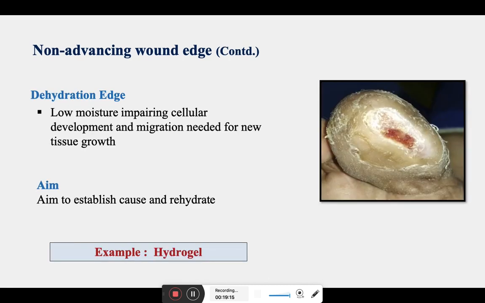Dehydrated edges mean low moisture impairing cellular development and migration needed for new tissue growth. We know the importance of the wound being kept moist. Whenever we go for any discussion as colleagues, we always say that the wound should be kept moist, because in case the wound is not moist, it will not lead to development or migration which is required for new tissue growth. So the aim is to hydrate, and the best example which we use in our practice is hydrogel.